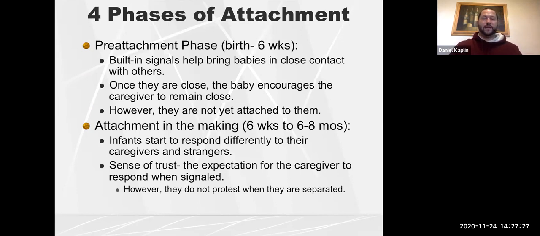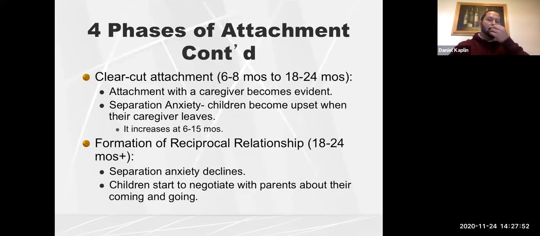So infants start to respond differently to their caregivers and strangers. We talked about stranger anxiety already, and separation anxiety. All of this is linked to attachment in the making. And there's a sense of trust that is built with the caregiver and the child whenever there's a need that the child expresses. Then by 8 months roughly to 2 years, you have a clear-cut attachment.